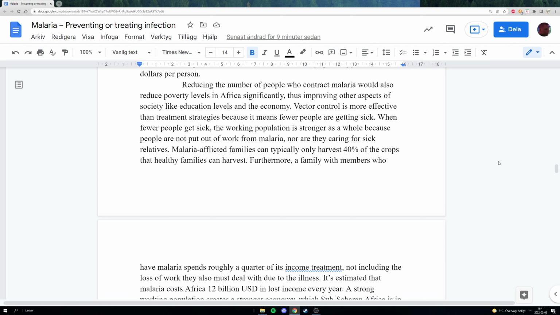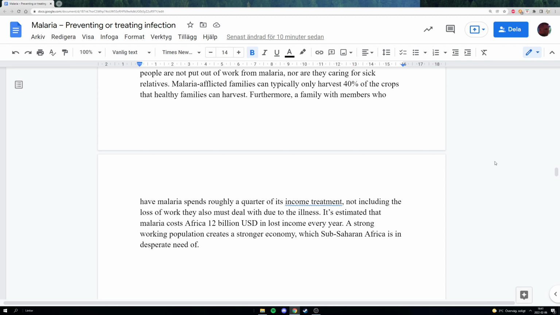Reducing the number of people who contract malaria would also reduce poverty levels in Africa significantly, thus improving other aspects of society like education levels and the economy. Vector control is more effective than treatment strategies because it means fewer people are going to get sick. When fewer people get sick, the working population is stronger as a whole because people are not put out of work from malaria, nor are they caring for sick relatives.